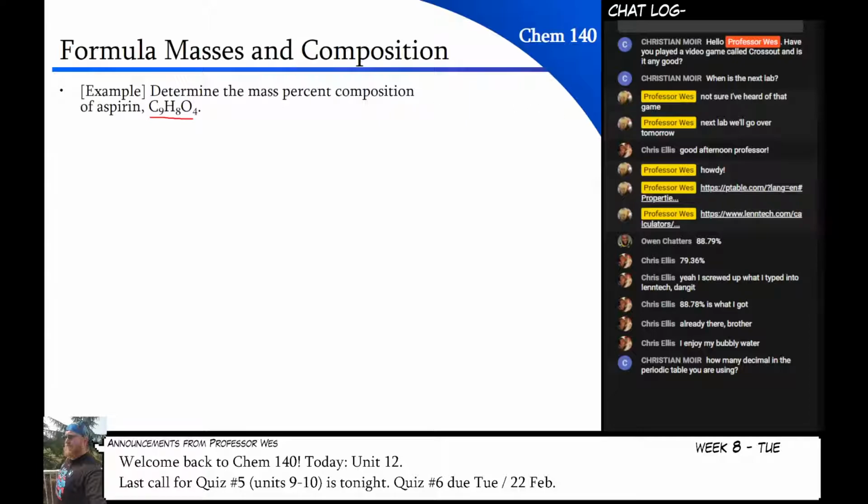How many decimals in the periodic table are you using? I'm using at least 4, although if you use Lentech, it only provides 3 for hydrogen. It's close enough for our purposes. Honestly, just use Lentech, and it'll be okay. Don't worry too much about decimals on the periodic table. Try and use at least 4 sig figs if you can. I'm going to give you 2 minutes to do this problem. Just do the carbon part, and that'll be good enough. And then we'll do hydrogen and oxygen together.